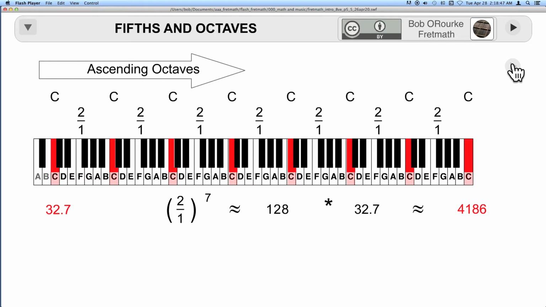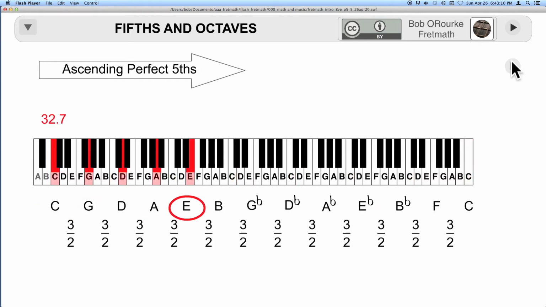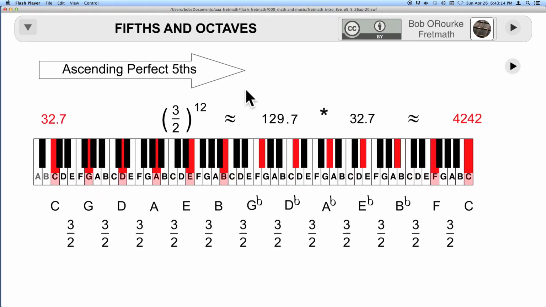Then you will get the final C on the right at about 4186. Next, the perfect fifth derives from the harmonic series ratios. Its ratio is 3:2, meaning the high frequency note vibrates 3 times every time the low note vibrates 2 times. 12 of them, or 3/2 to the 12th power, approximates 7 octaves.